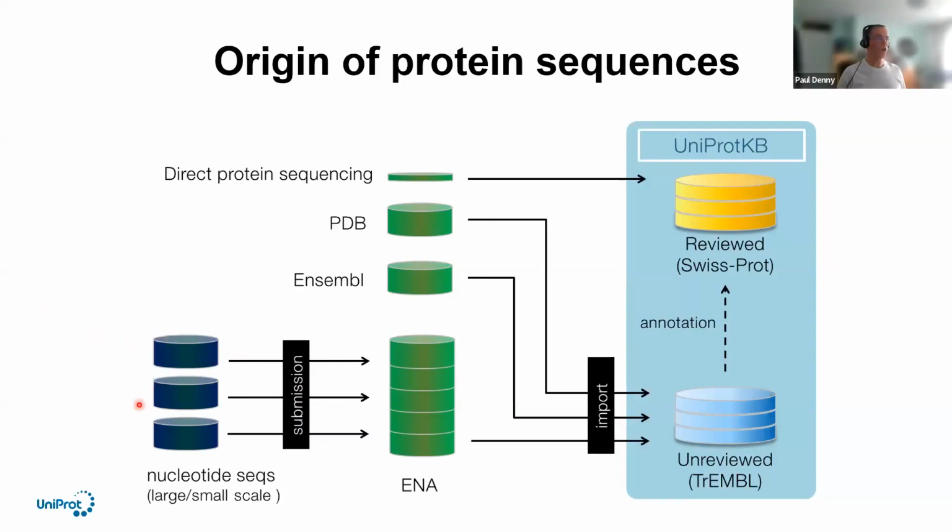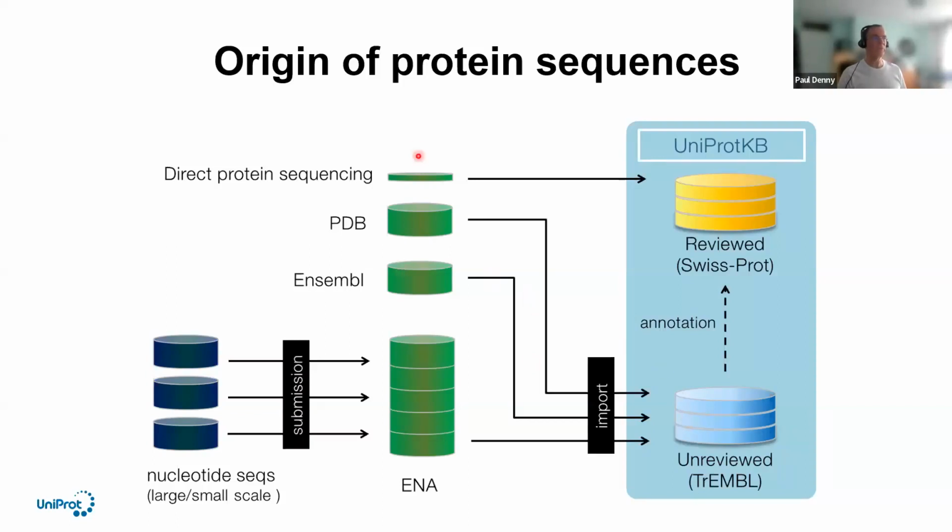The vast majority start life as nucleotide sequences in the public databases, and they get submitted to databases such as ENA, also NCBI and the DDBJ. And those then get things like open reading frames annotated, but very little else. And then they're imported into UniProt.